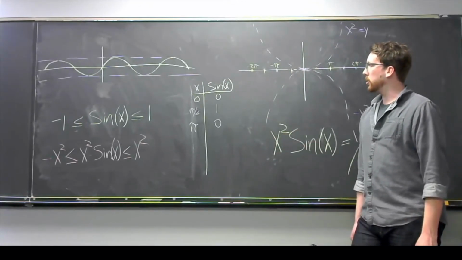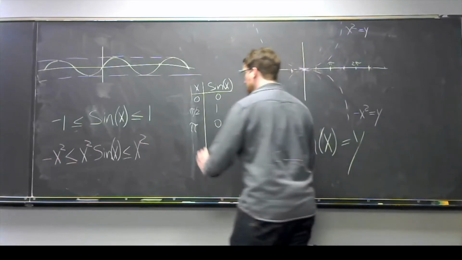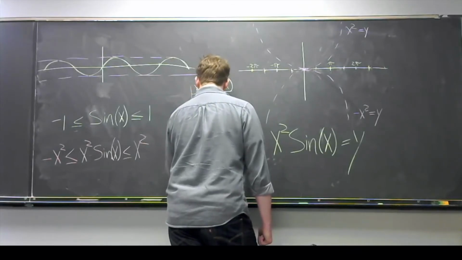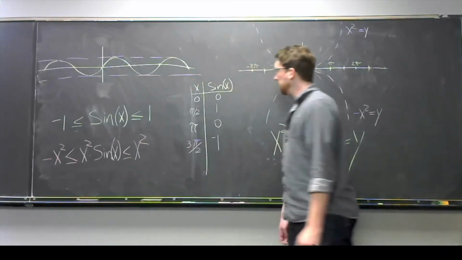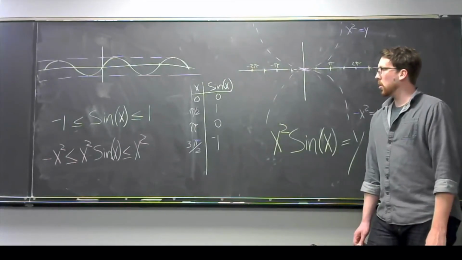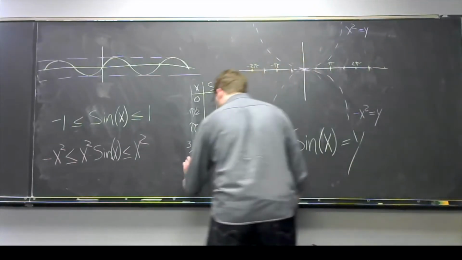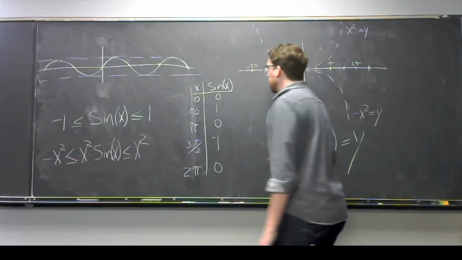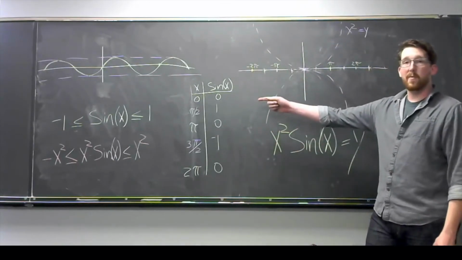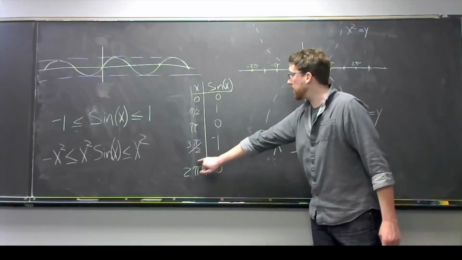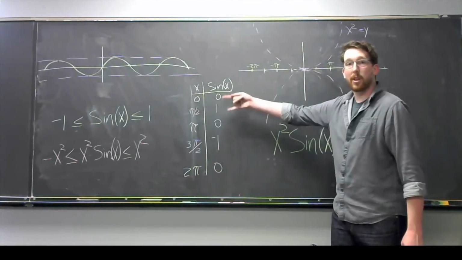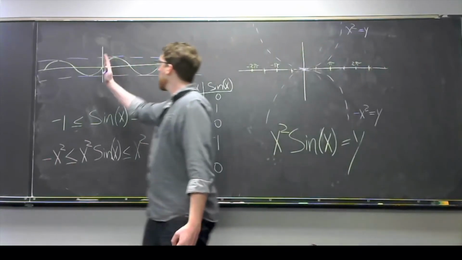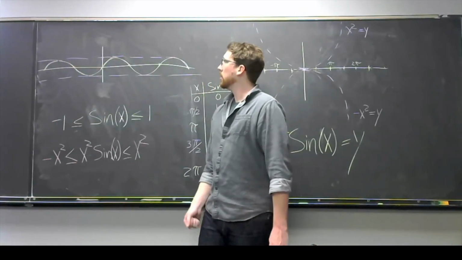When x is equal to 3 pi over 2, sine is equal to negative 1. When x is equal to 2 pi, sine is equal to 0. And we know this is an odd function, so for negative values of x, the sign of this flips, right? It's just the mirror image across the y-axis. So this will be enough for us.